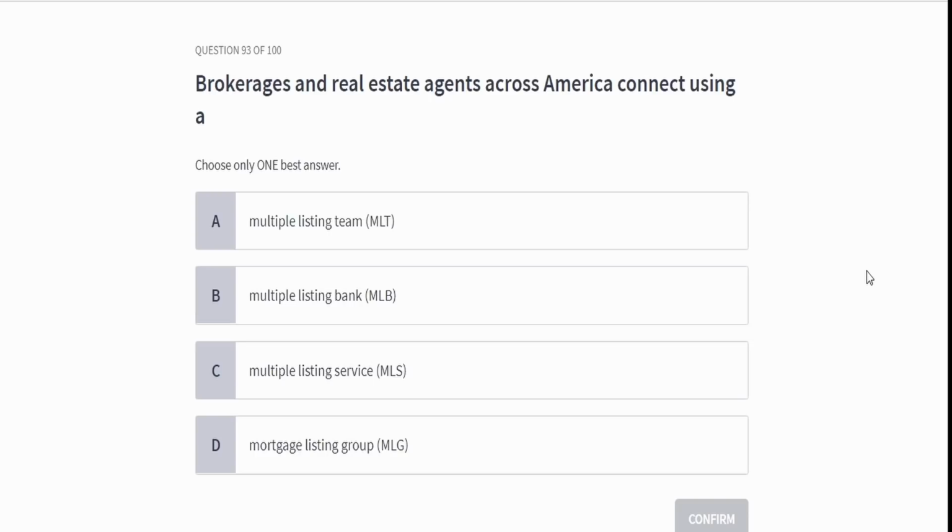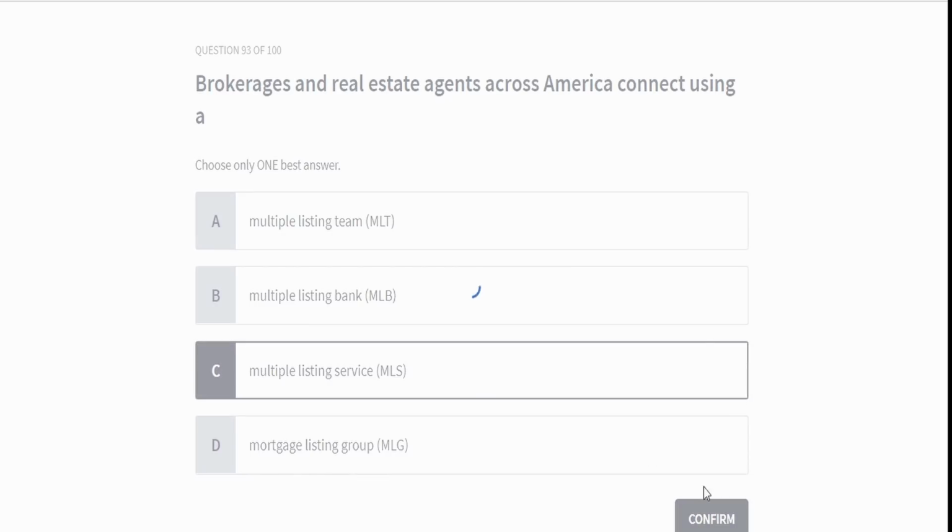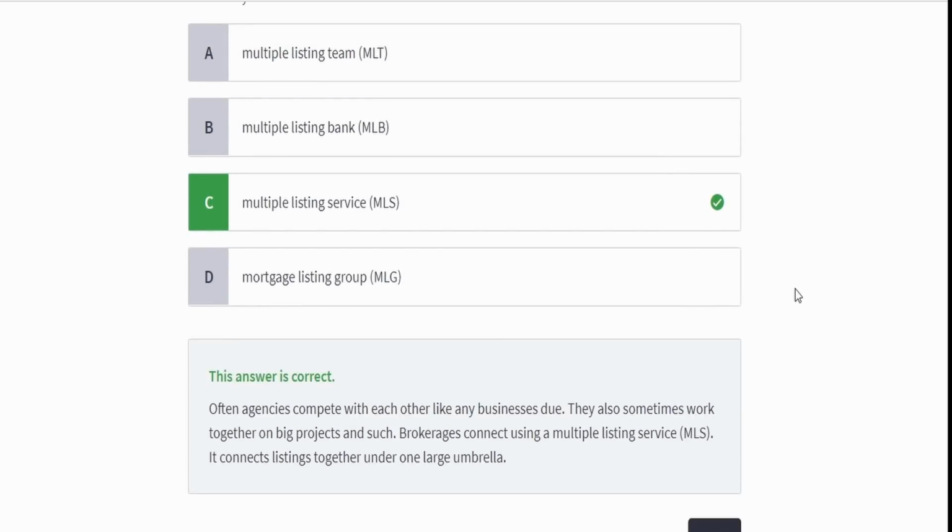All right, that's enough time for that one. This one's pretty easy. We all know that, or we should know this one. It's the MLS, the multiple listing service. Often agencies compete with each other, but sometimes they've got to work together. And that's where the MLS comes into play, connecting listings together under one umbrella.